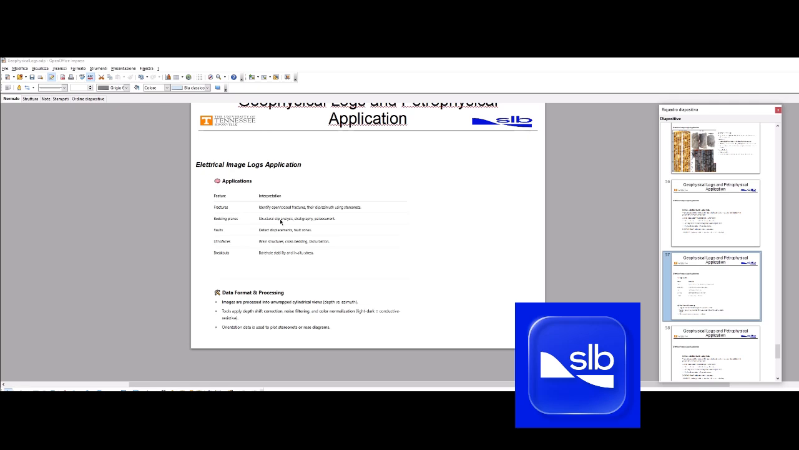So we have serious applications, like identifying open and closed fractures with dip and azimuth plots of fractures and systems of fractures, bedding planes, structural dip analysis, stratigraphy, paleocurrent, detecting displacement, fault zones, grain structure, cross bedding, and bioturbation. Also breakouts, borehole stability and in situ stress.